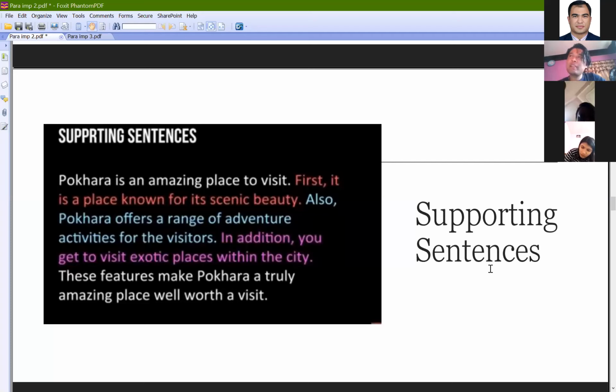All the standardized English tests like IELTS, TOEFL, SAT, GRE, whichever you go, the technique is the same. AO technique, right?